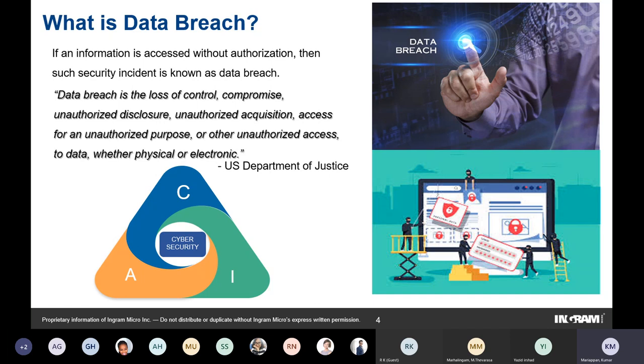And the third one is the availability of the data. If the data is deleted by an unauthorized user, it is also considered a data breach. Okay.